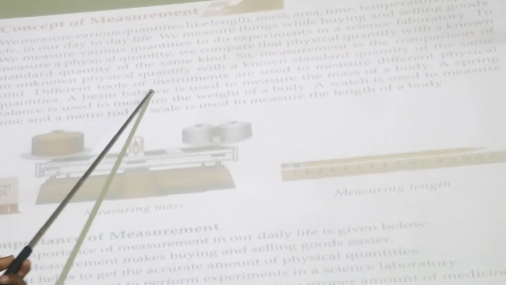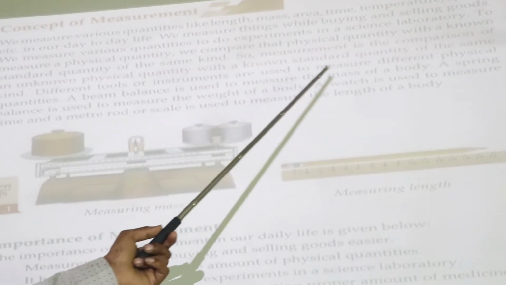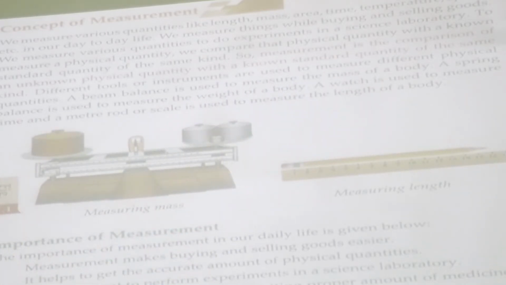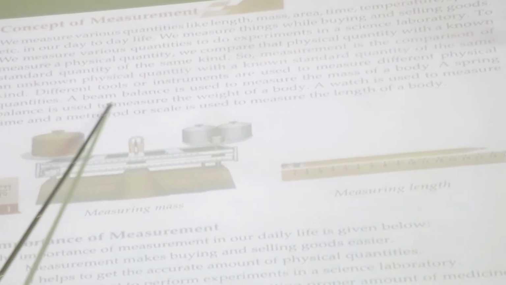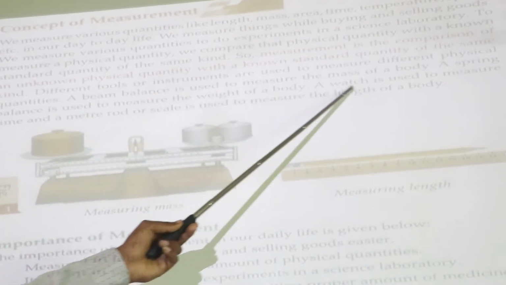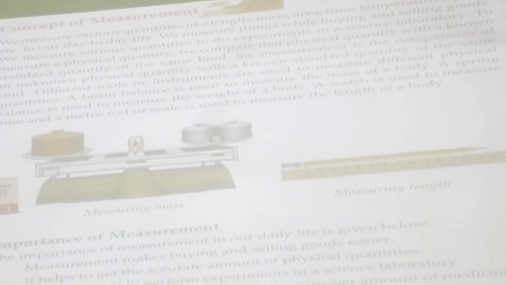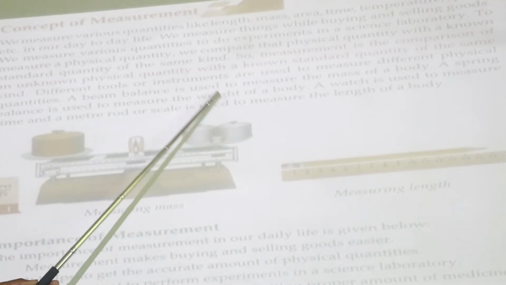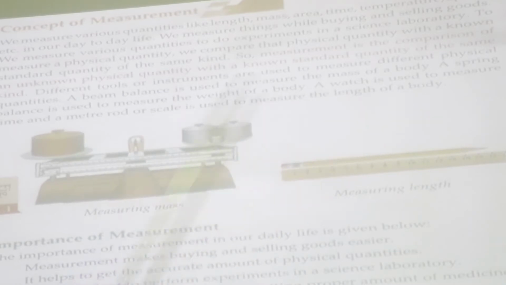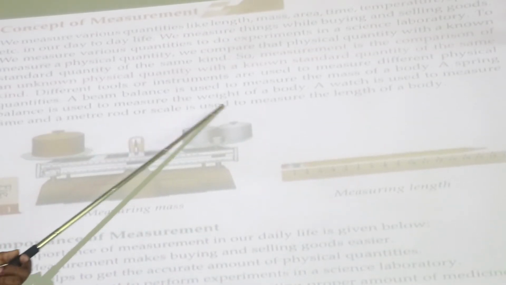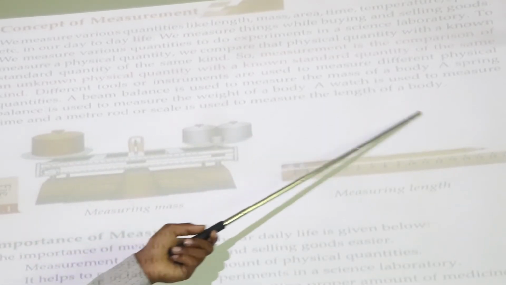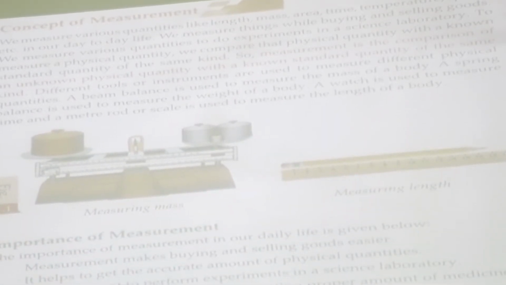Different tools or instruments are used to measure different physical quantities. For example, a beam balance is used to measure the mass of a body. A spring balance is used to measure the weight of a body, a watch is used to measure time, and a meter rod or scale is used to measure the length of a body. Now we have finished the concept of measurement.